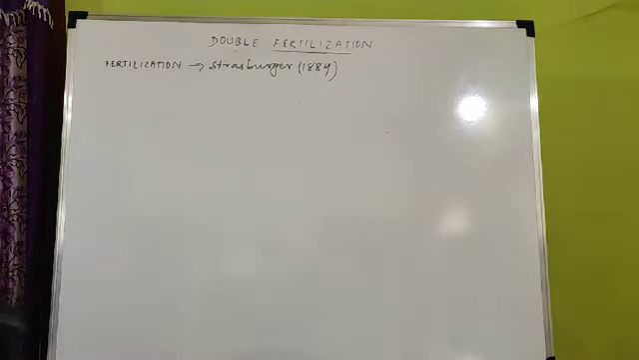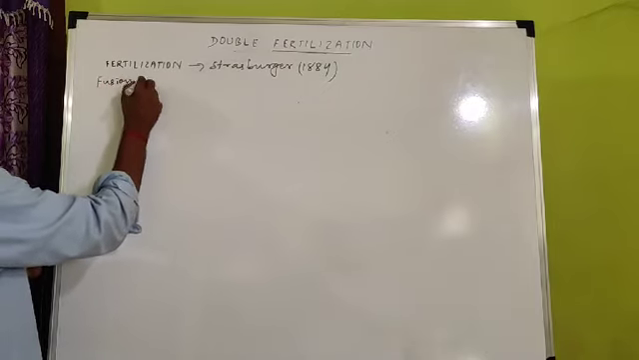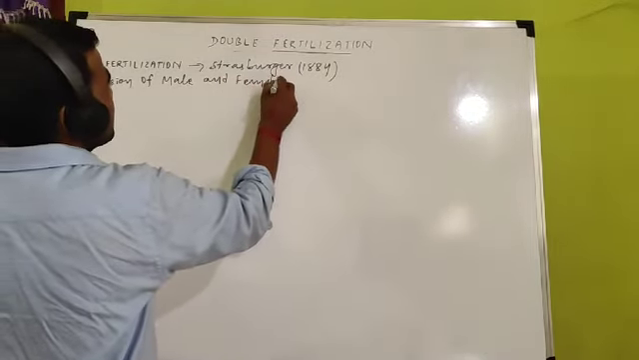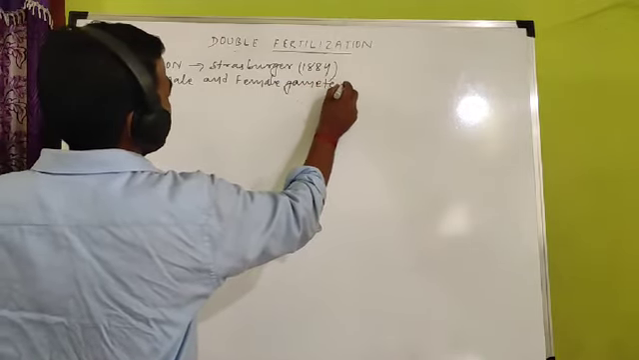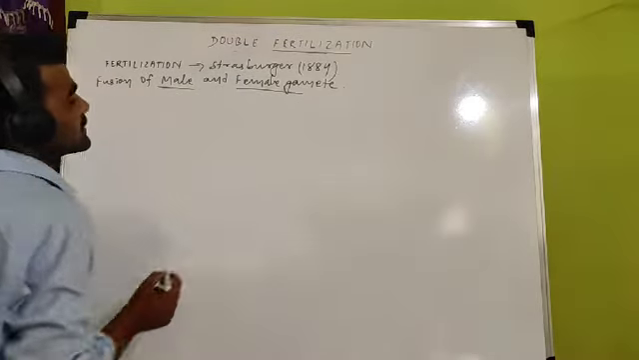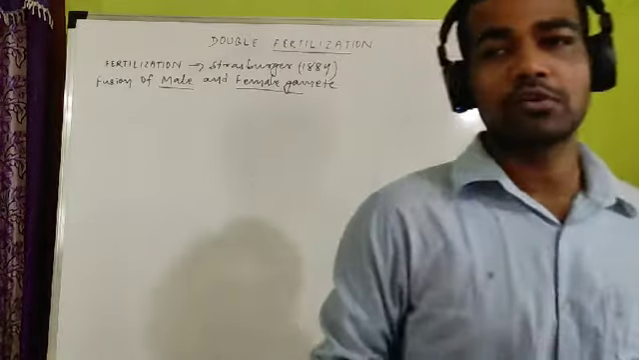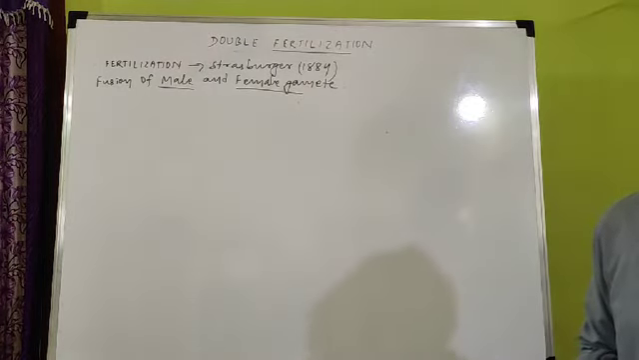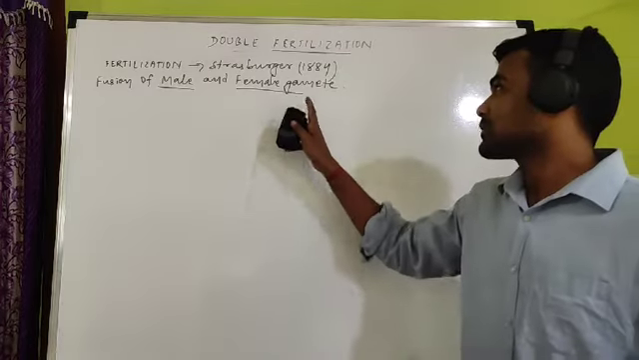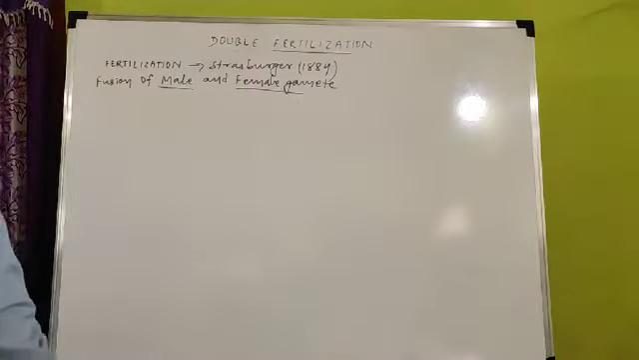Fertilization means fusion, mixing of male and female gamete. It is a very important phenomenon during sexual reproduction, because already we have discussed what is male and female gamete. Gametes are the unit of sexual reproduction, just like spores are the unit of asexual reproduction. Not only spores, many structures are there in asexual reproduction, like vegetative propagules. But in sexual reproduction, gametes are important. So fusion of male and female gamete is known as fertilization.